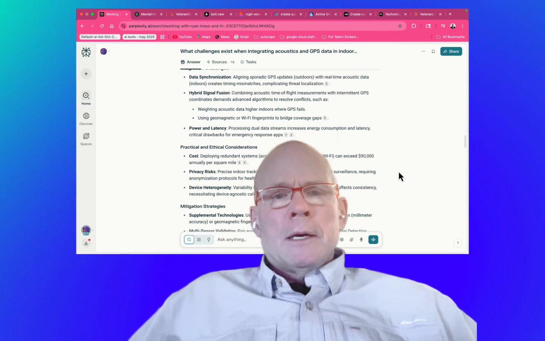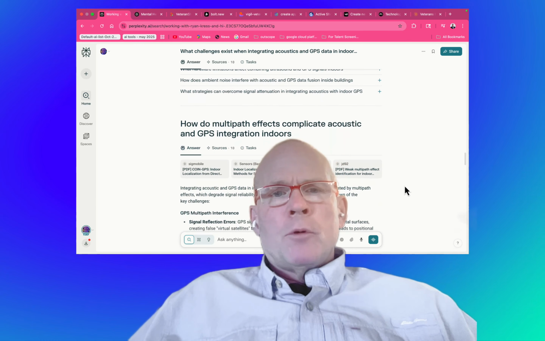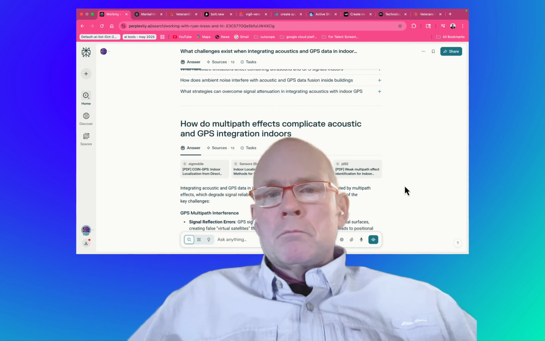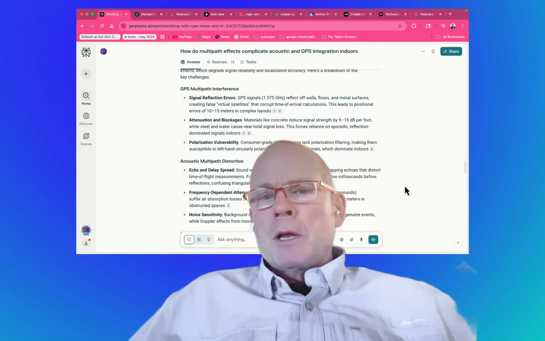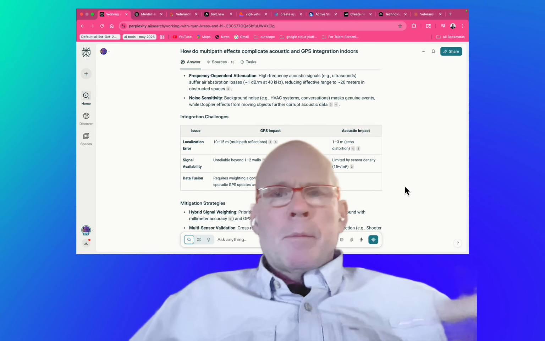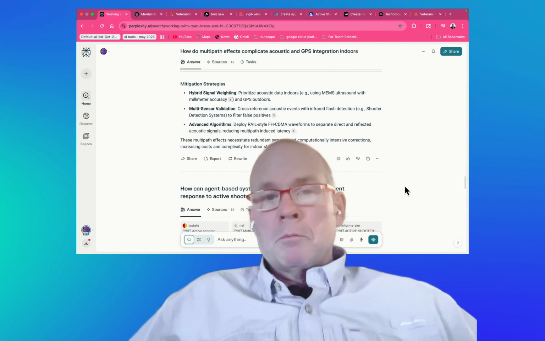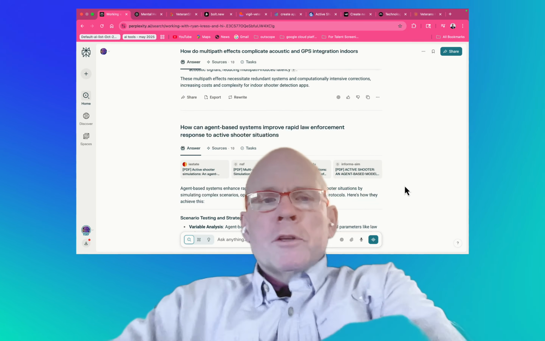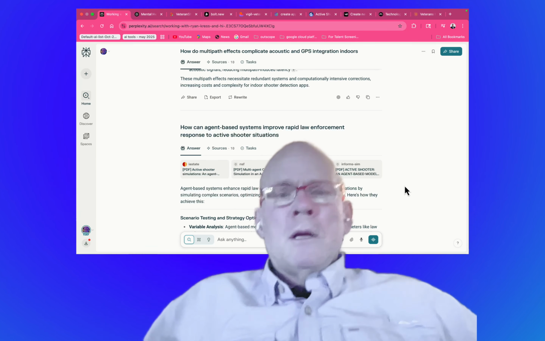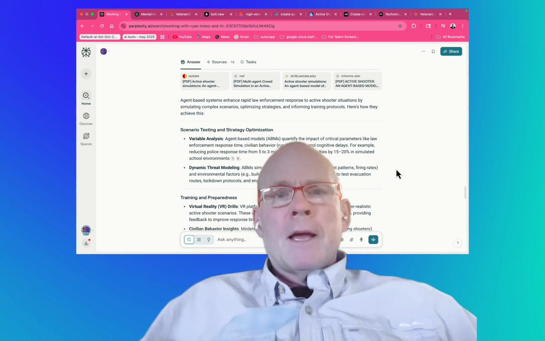Good question. As we want to keep everyone safe, we really want to understand this integration in the application, something I'm not an expert at, but seems like an important thing to do. And it gave me some math about distance distortion, multipath, things that I am not an expert on, but apparently it makes sense. And then, of course, how can agent-based systems improve law enforcement response? Because the goal, of course, is for everybody to leave alive.